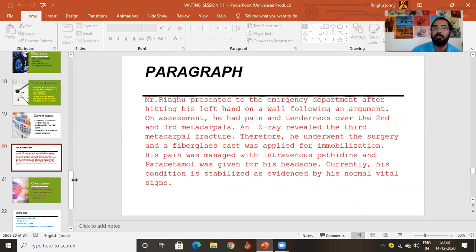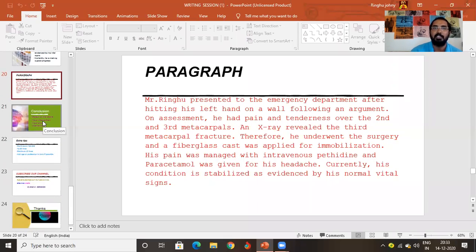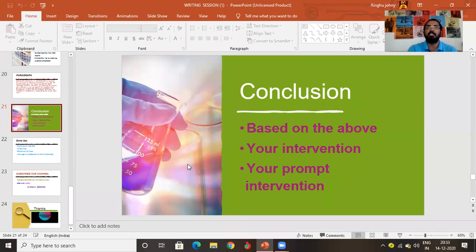So he was immediately moved to isolation and managed accordingly. Currently his condition is stabilized, as evidenced by his normal vital signs. So that's it. Now the conclusion part, you can say, based on the above, in light of the above, in different ways.